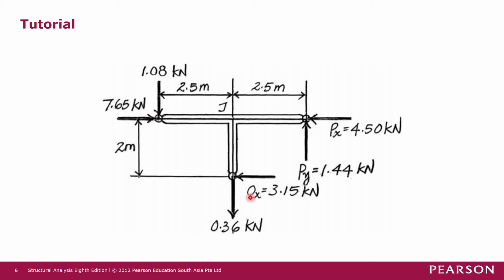And just now we already solved Oy, which is equal to 0.36 kilonewton. So Ox, Py, and Px are three unknown forces. With three unknown forces and three equilibrium equations, you can also solve for Px, Py, and Ox using this free body diagram. So please do your own solution, and the answers are already given. If you get the same answers, it means that you are doing it right.